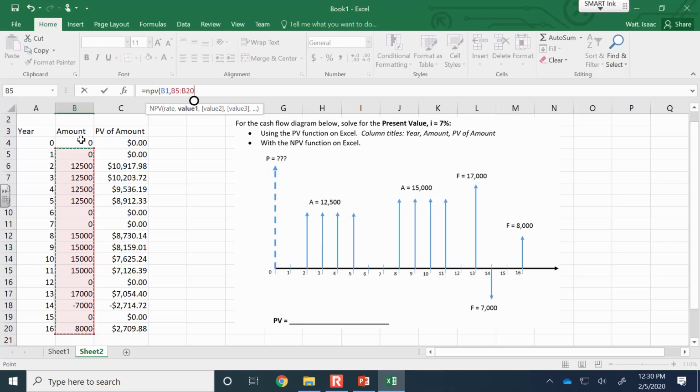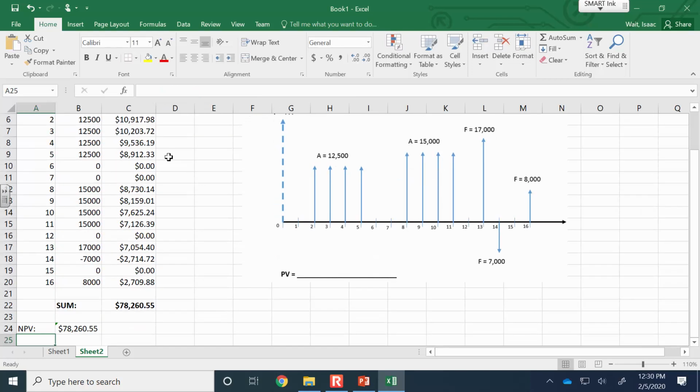But if I put in this 0, then it would stagger the cash flow diagram an extra year. And so I'm only putting in amounts that need the conversion. And this 0 doesn't need the conversion because it's already at the present. So I'm just going to do NPV like that, and it tells me 78,260.